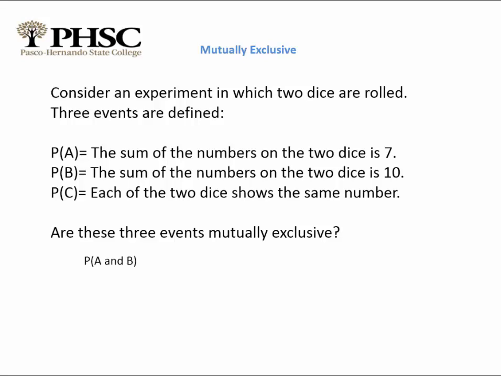Well, we have two events, A and B. Can A and B occur at the same time? Can the sum of the numbers be a 7 and a 10 at the same time? Those two events are mutually exclusive. The other one is A and C. Are A and C mutually exclusive? Yes, because if the sum of the numbers is 7, then they can't both be the same number.